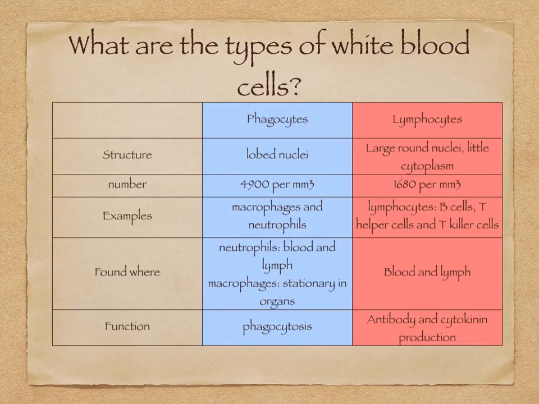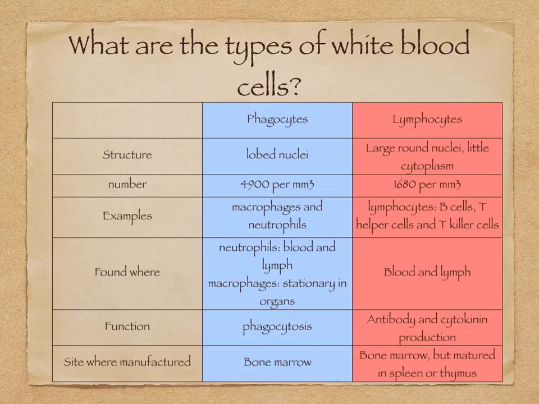Their functions: phagocytes are involved in phagocytosis, and lymphocytes are involved in the secretion of antibodies and cytokinins. And where they're manufactured: phagocytes are manufactured in the bone marrow, and lymphocytes are also made in the bone marrow, but they mature in the spleen or the thymus gland.